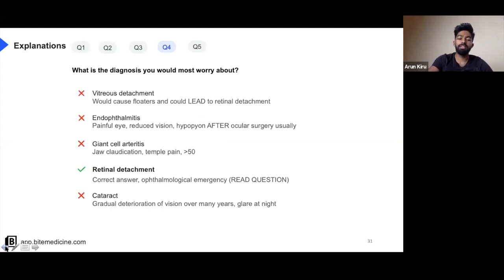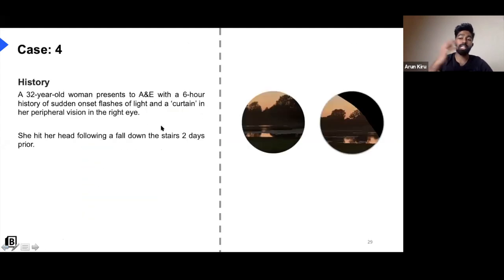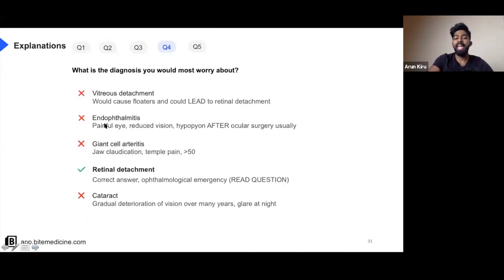The other clue that this isn't a vitreous detachment is that vitreous detachment is normally a common aging process. This is actually after trauma in this case, which is why it's more likely a retinal detachment. Endophthalmitis would present with a painful eye, reduced vision, hypopyon, because of lots of infective processes, usually after some sort of surgery that we've done. Giant cell arteritis, we've talked about before: an elderly, over 50, Caucasian patient with temple pain, jaw claudication, polymyalgia. Retinal detachment is the correct answer.